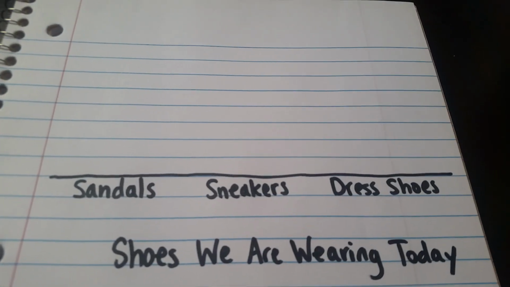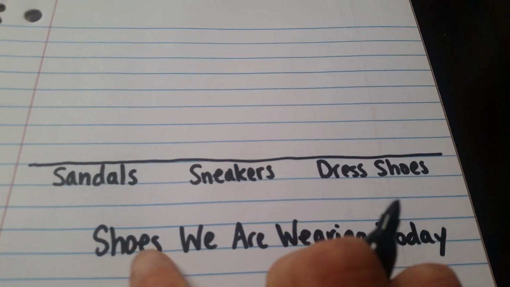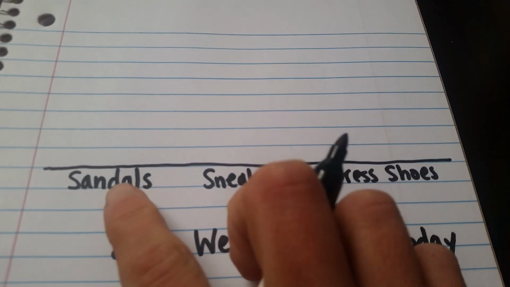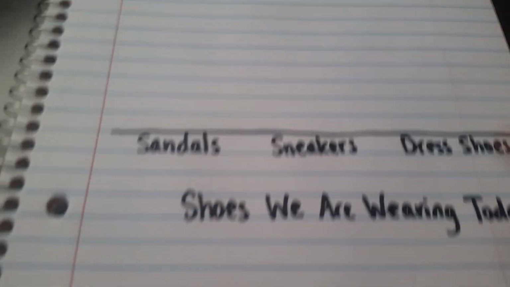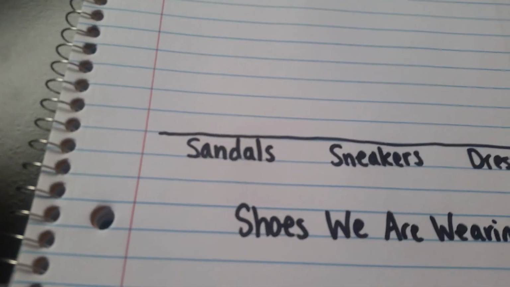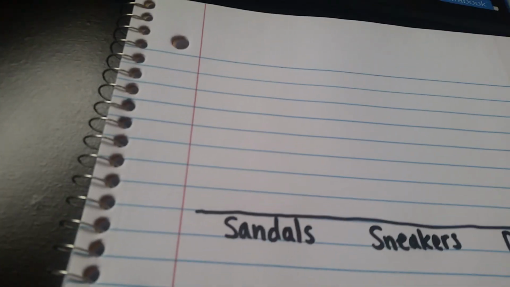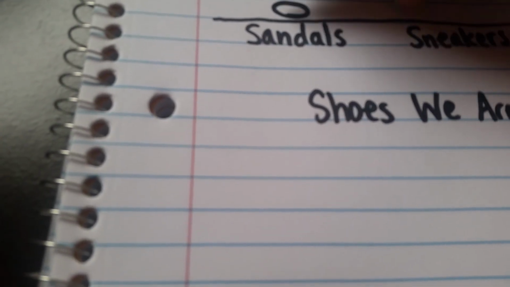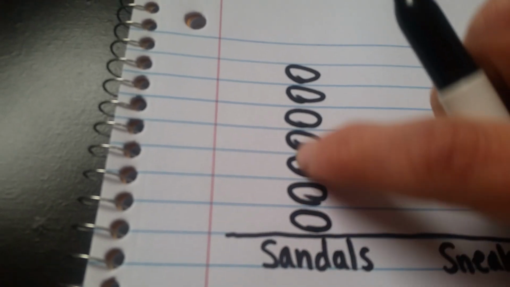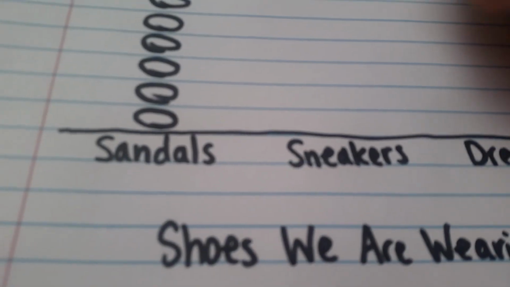Okay, I got the graph all set up to show you how to do it. My title, shoes we are wearing today, and then my labels: sandals, sneakers, dress shoes. I did this one going across so I could use the blue lines in my notebook to help me stay even. So that's a strategy you might use too. Sandals had 7, so I'm gonna go 1, 2, 3, 4, 5, 6, 7. I did one oval for each line. I just chose a simple symbol.